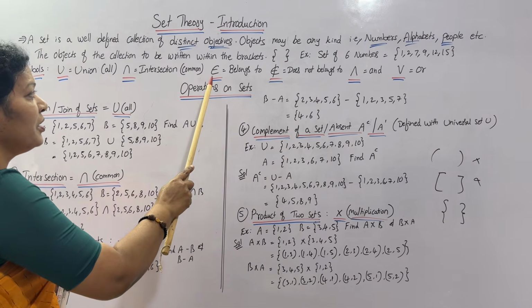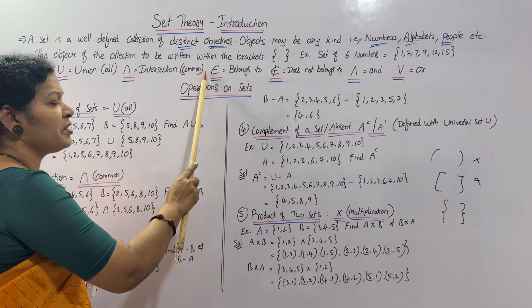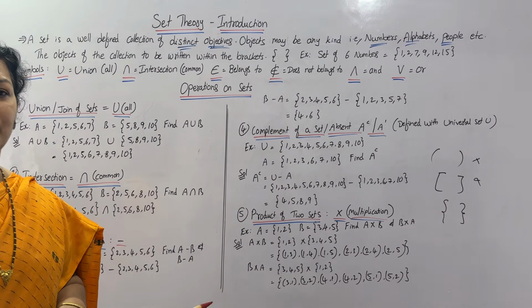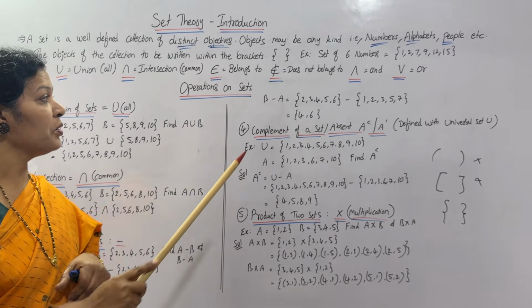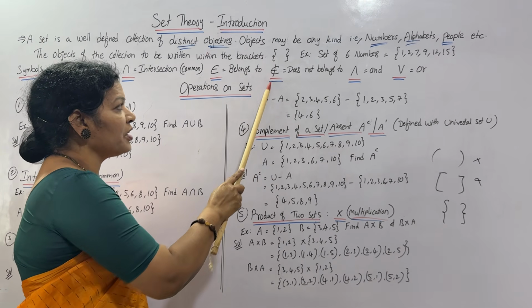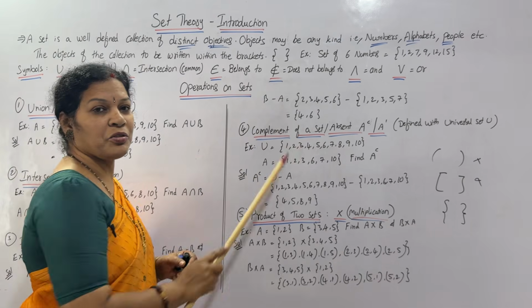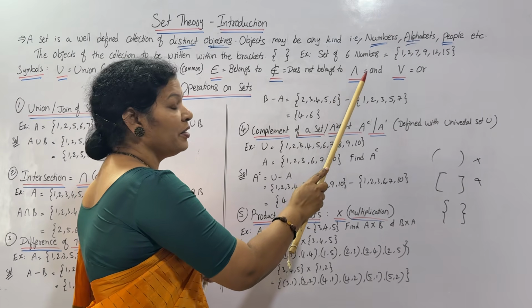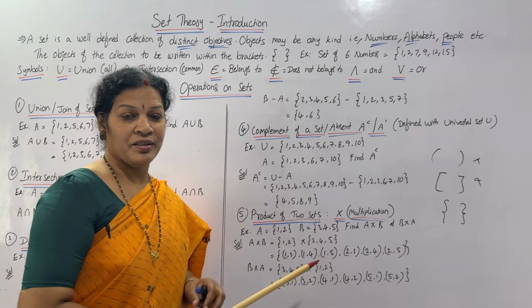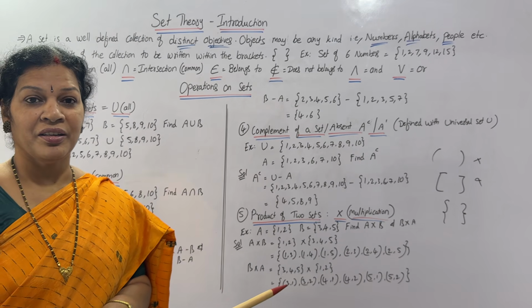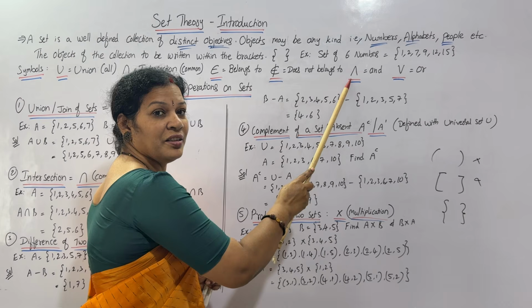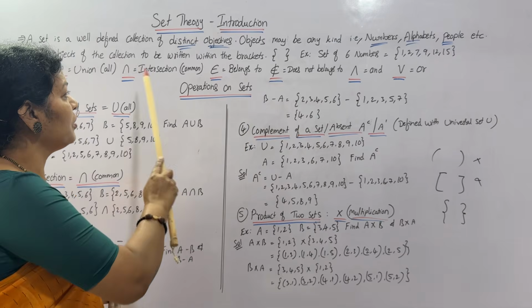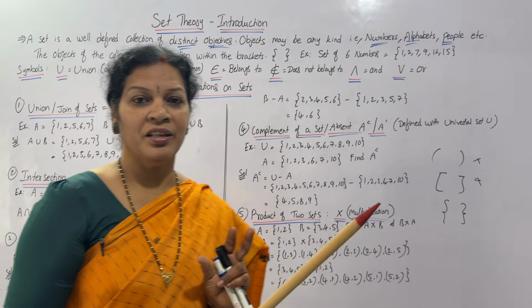Am I clear about these two? Next, the third symbol is belongs to. Belongs to means we write a C-like symbol and put a line. So this is belongs to. In the same way, if it is not belongs to, then we write the same one and just cut it like this. Does not belong to. The fourth symbol: when we write V, it means or. If we reverse this V, it means and. So these are the major symbols which we use in set theory.